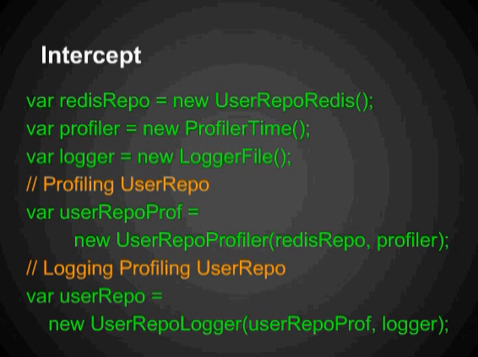So if I want to use a user repo object without logging and profiling, no problem. I want just logging, great. I want just profiling, fine. I want them both, fine.